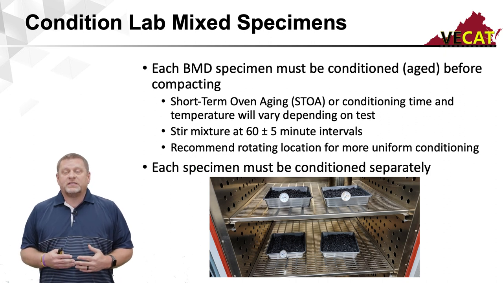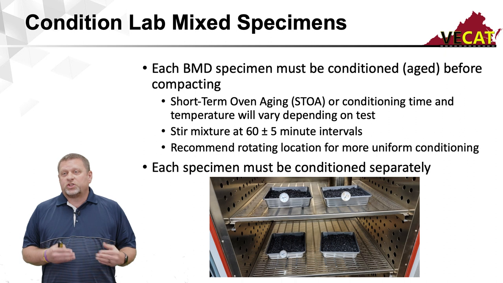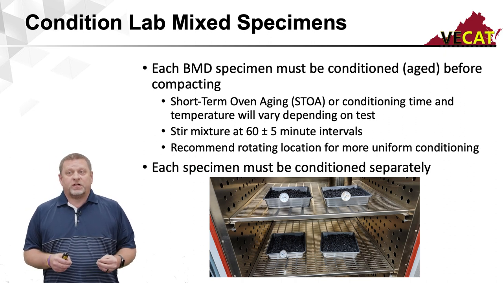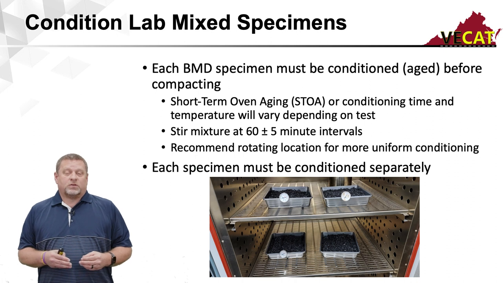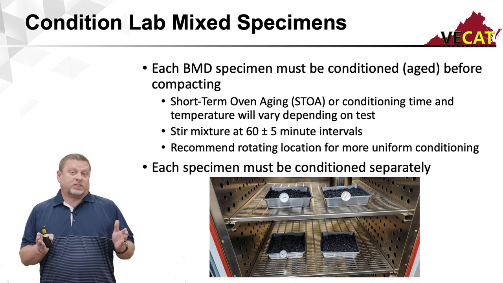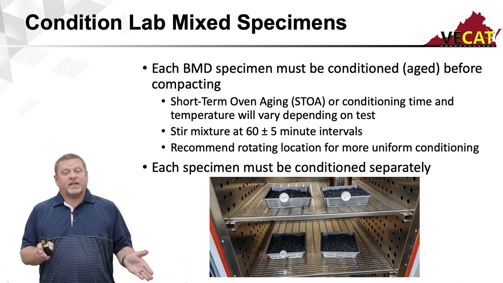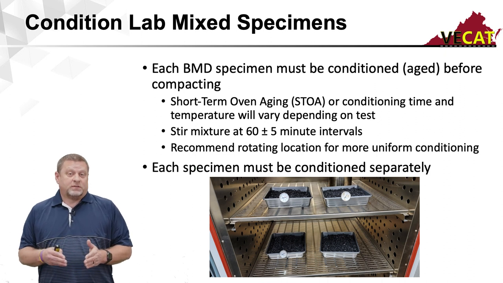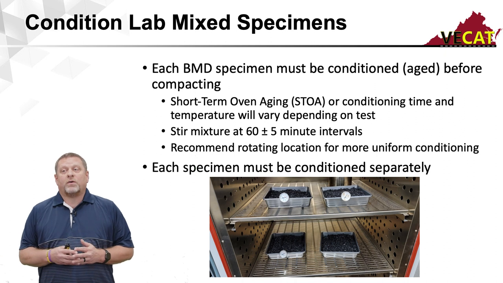But one thing that is constant is during the short-term oven aging, we want to stir each mixture in 60-minute increments. So if I'm doing a specimen that I'm aging for 2 hours before I compact it, at the halfway point at 1 hour, I need to stir that specimen, all right? And then it stays in there for another hour.